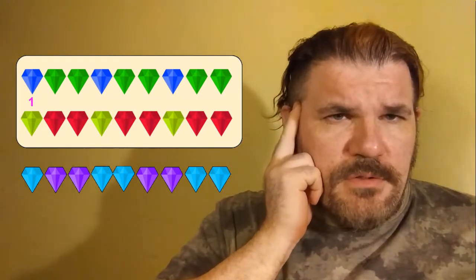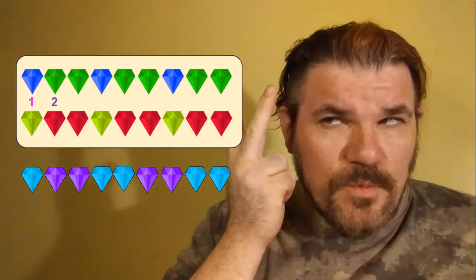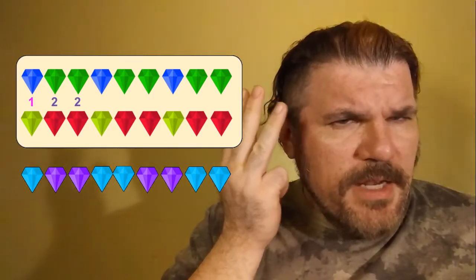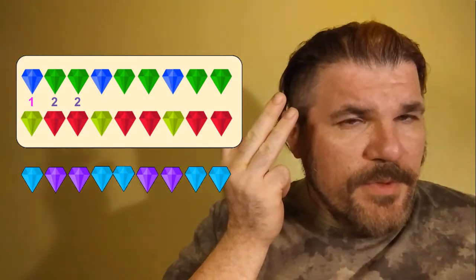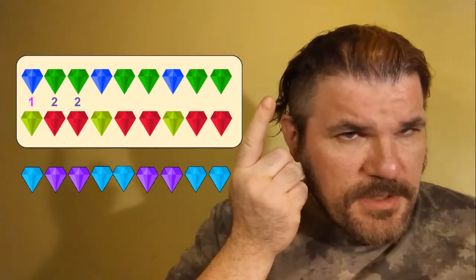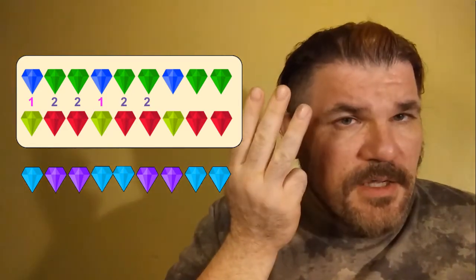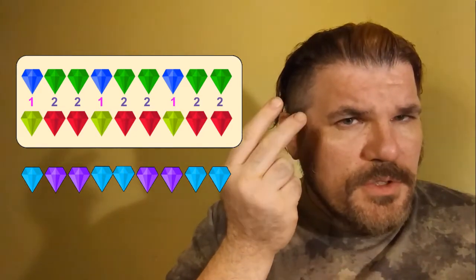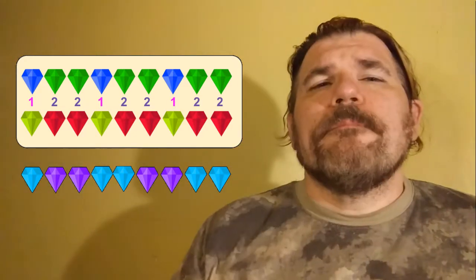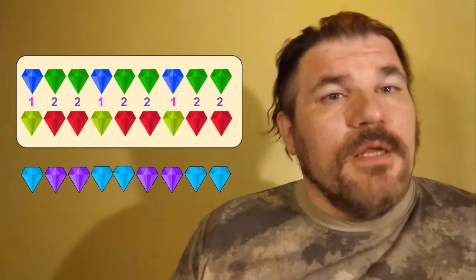We have the first one, which we'll call 1. Then we have a second color, which we'll call 2. And then the second color again. 1, 2, 2. Then we have the first color again, and then the second color again, and the second color again. 1, 2, 2. 1, 2, 2. That's the pattern of these 2. 1, 2, 2. And that's it.